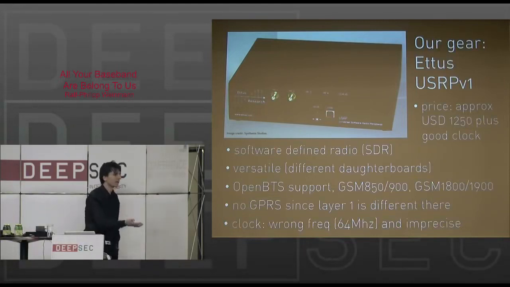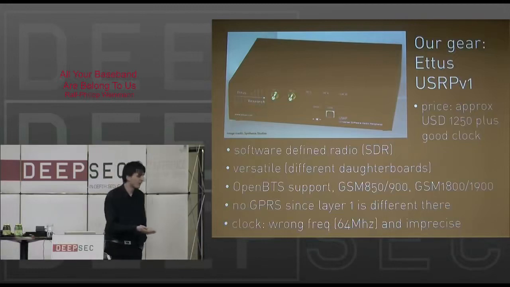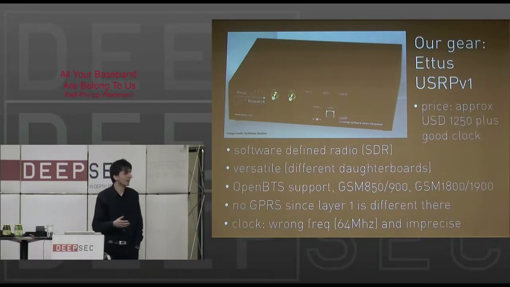So yes, there is no layer 1 for GPRS, but OpenBTS is very, very easy to modify, and that's why I chose it as a target. And this is easier to drag around than the BS11 and cheaper than the ip.access nanoBTS.